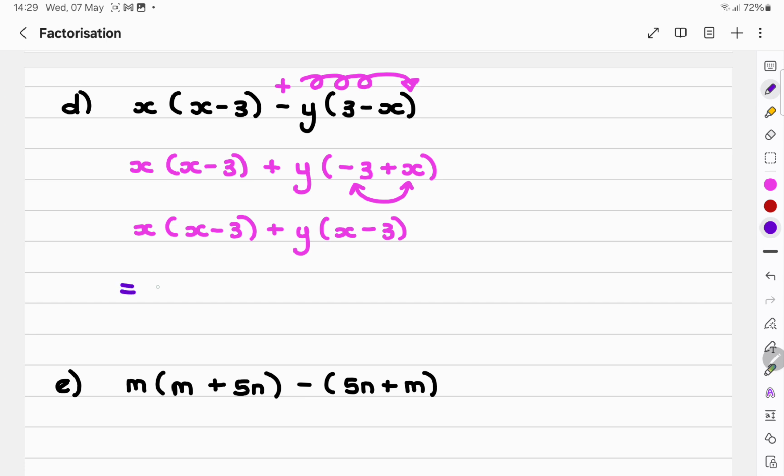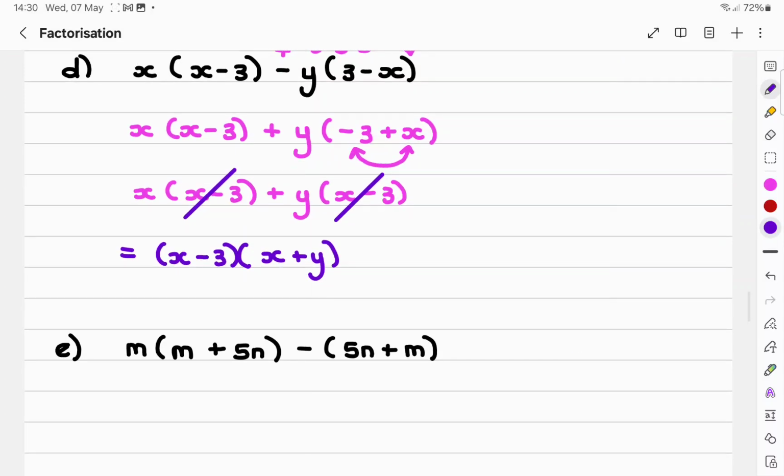Now you can say, all right, what can I take out? A highest common bracket of x minus 3. After I take those out, what do I have left? X plus y. And that is your answer. So let me show you one more time with number E. I'm going to change the sign. So do you see m plus 5n and 5n plus m? Oh, wait, sorry, with this one you don't have to change the sign, because when it is a positive, 1 plus 4 is the same as 4 plus 1.